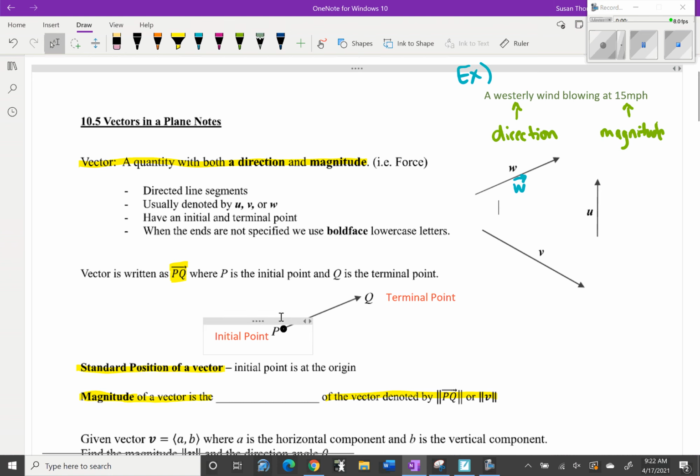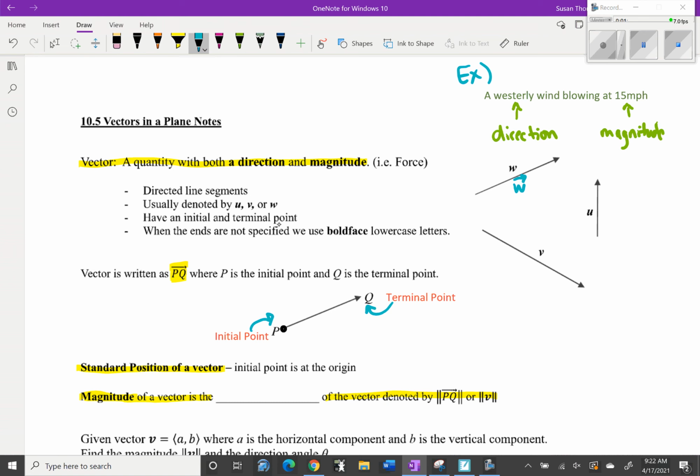So if we look at this next one, it says vector is written as PQ with the arrow above, where P is the initial point and Q is the terminal point. So you would write it in order. P, because it was before Q, would tell you that that's the initial point and Q is the terminal point. So this would be vector PQ with the arrow above.